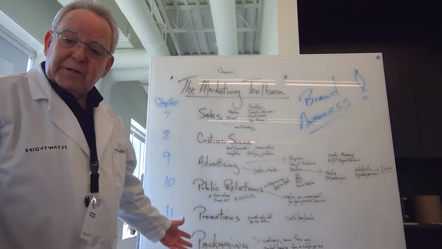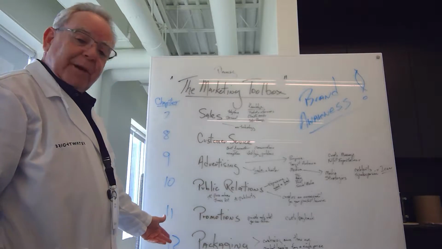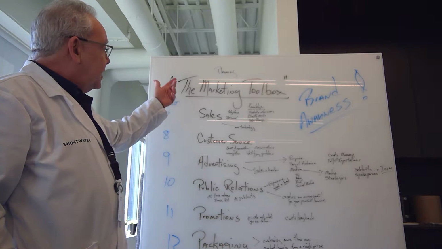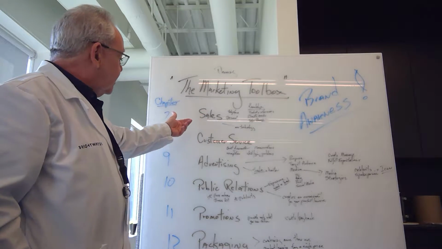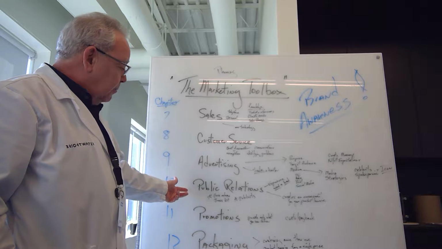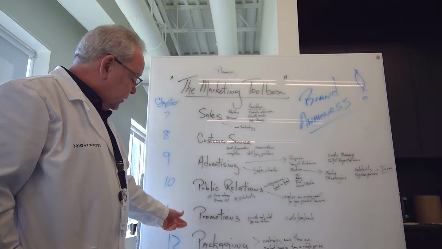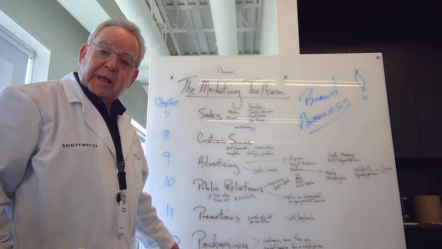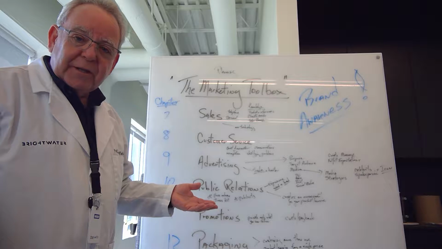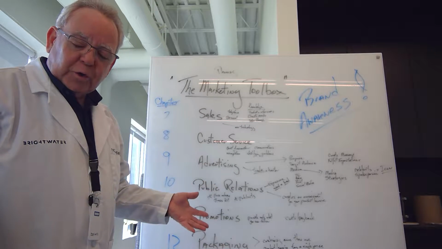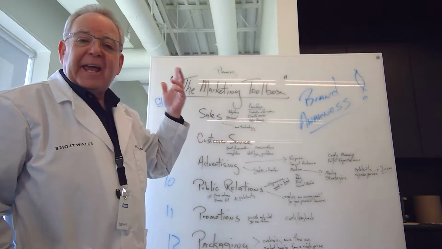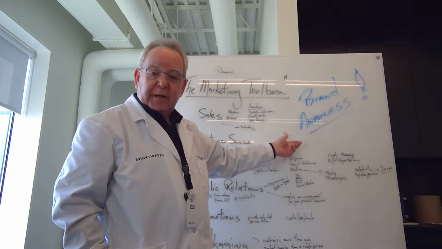The marketing toolbox is covered in these 6 chapters in your textbook, as we outlined over here, and part of the marketing toolbox includes sales, customer service, advertising, public relations, promotions, and packaging. Those tools in your marketing collection are all about planning and how to improve your brand awareness.